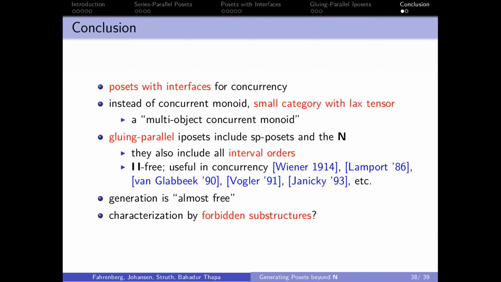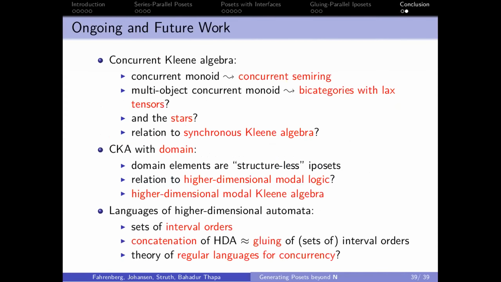You've seen that generation of GP posets is almost free. And you've seen the easy half of a characterization by forbidden substructures. So except for the second half of this characterization, what else are we working on? What else do we want to do with this?